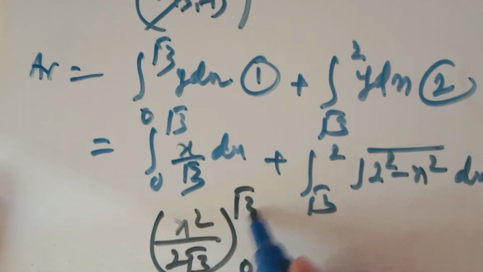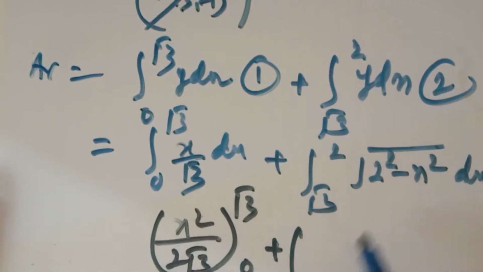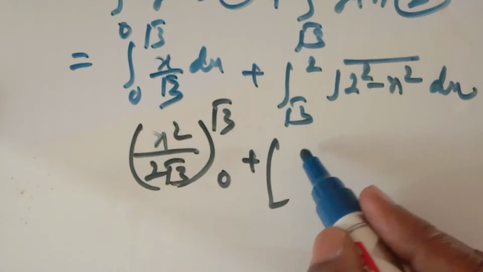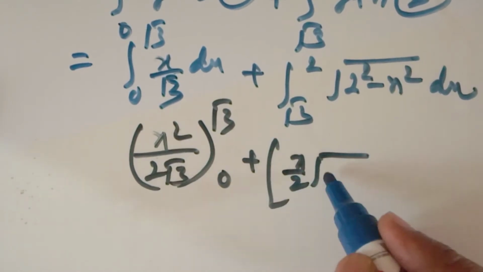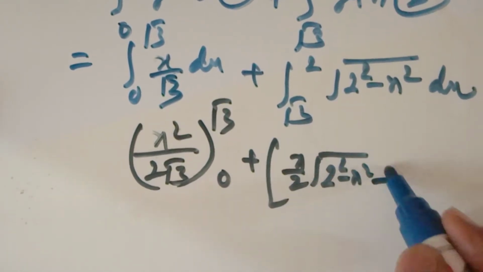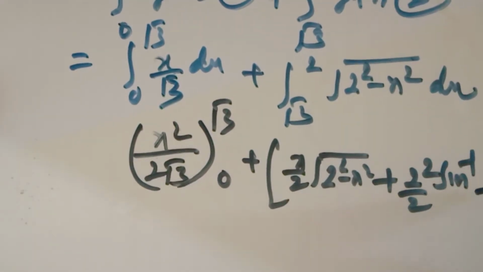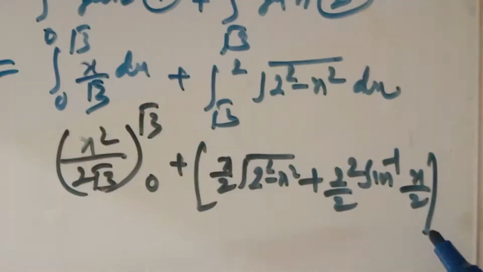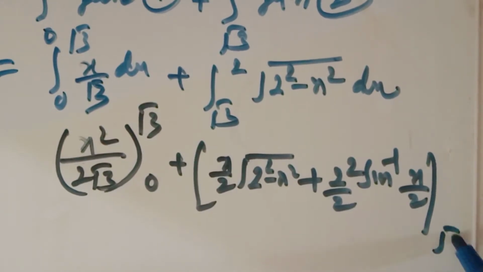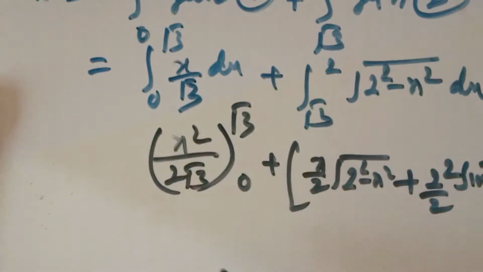0 to root 3, and it is a special integral, the integral of under root a square minus x square is x by 2 under root a square minus x square plus a square upon 2 sine inverse x upon a, and the limit here is root 3 to 2. Now solve it very carefully.